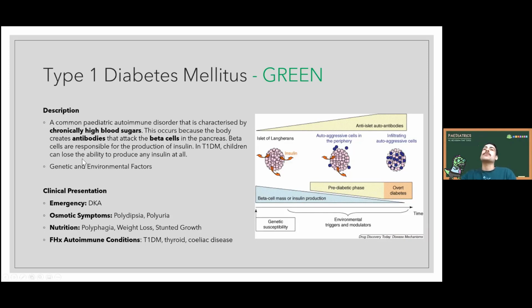This occurs usually from genetic factors, but there's a lot of research to show environmental factors also cause this. And the clinical presentation is often, if they haven't been diagnosed before, in an emergency in DKA, which I'll talk about in the future slides, but also those osmotic symptoms of polydipsia, polyuria, nutritional symptoms of polyphagia, weight loss, stunted growth, and then having a family history of autoimmune conditions such as thyroid and celiac disease.